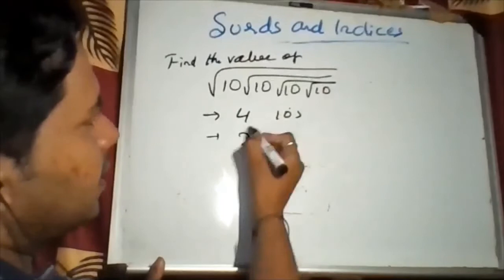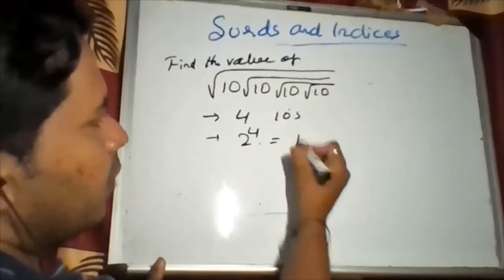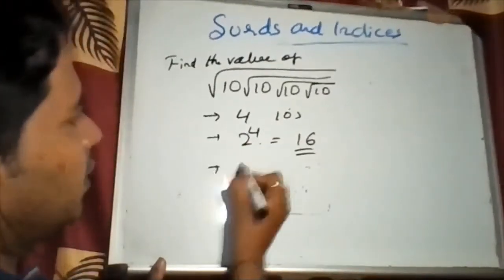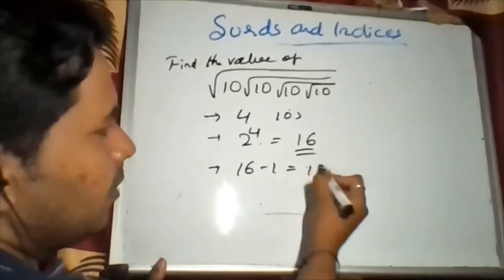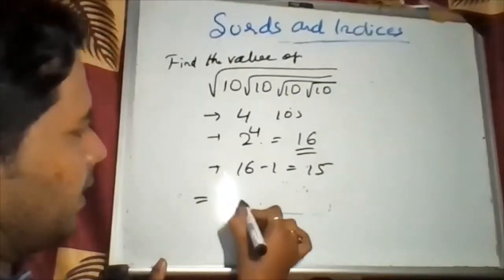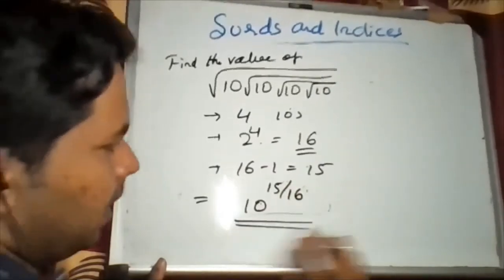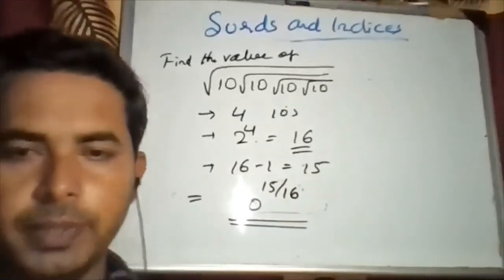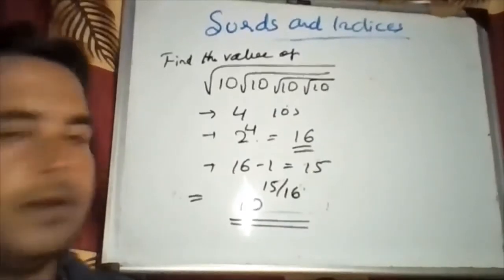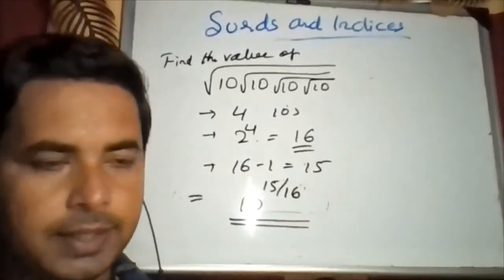How many tens are there? 4 tens are there. 2 raised to 4 is 16. Then do the 16 minus 1. You will get 15. So your answer will be 10 raised to 15 by 16. Okay. 10 raised to 15 by 16.